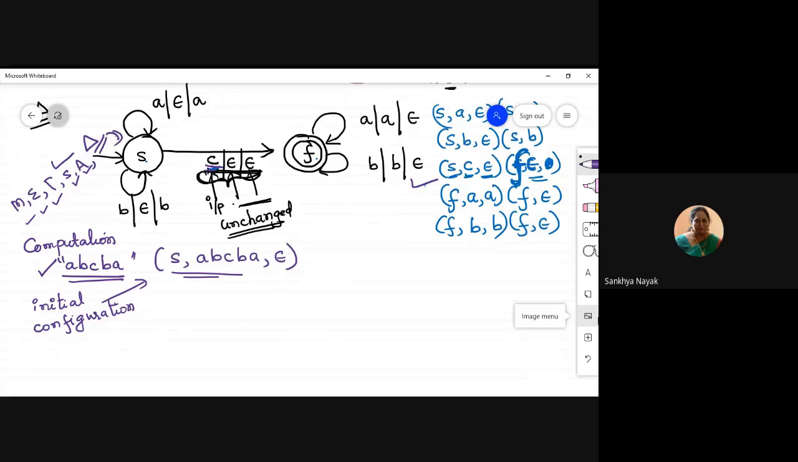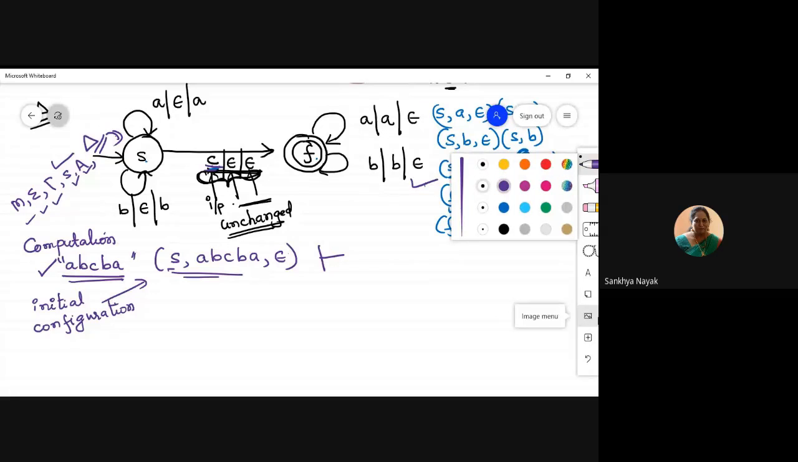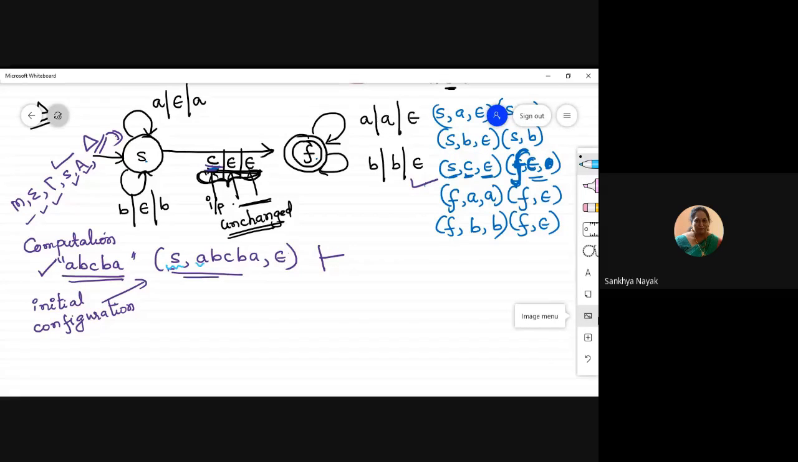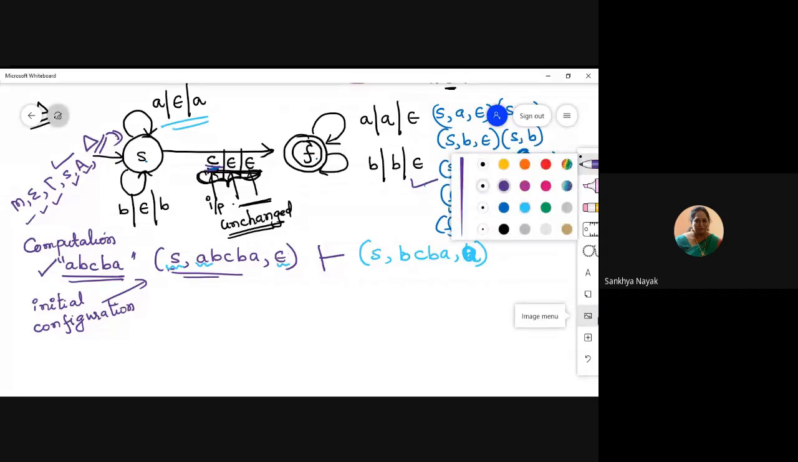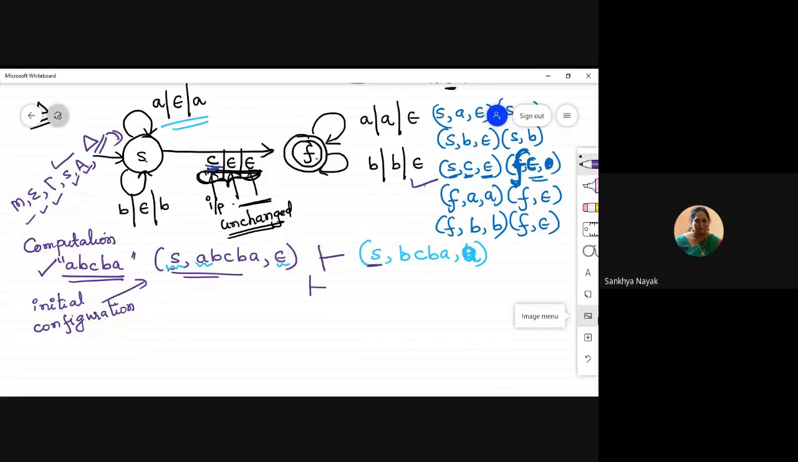Now, do I have a transition for S, A and this? Yes, right. So here is the transition which is push. The remaining input is BCBA. So I am going to push that first A. What about next? Do I have SBA? As I told, if I have epsilon here, it doesn't matter what it has. So SBA is SB. So push B.